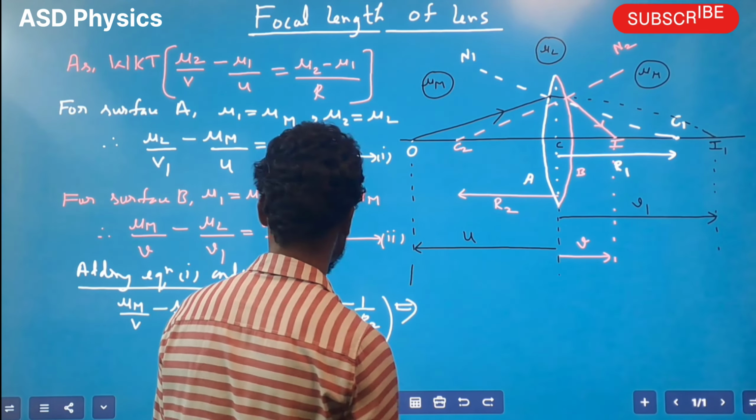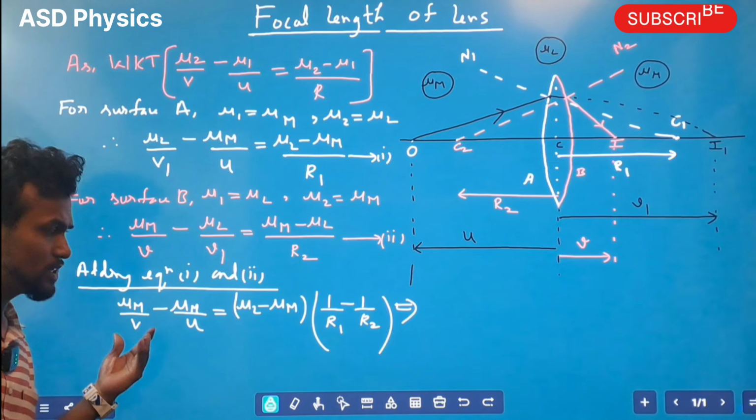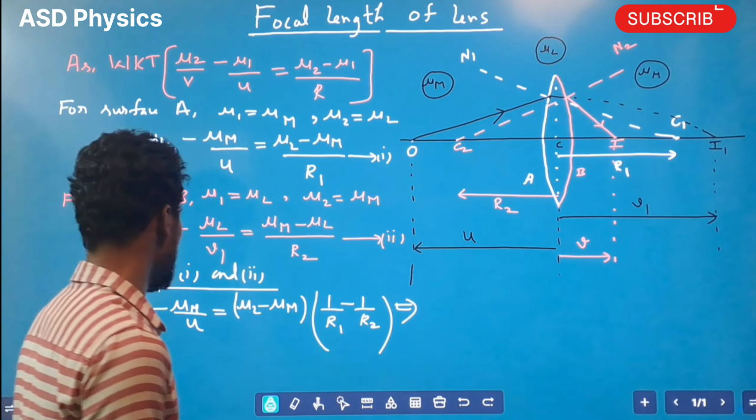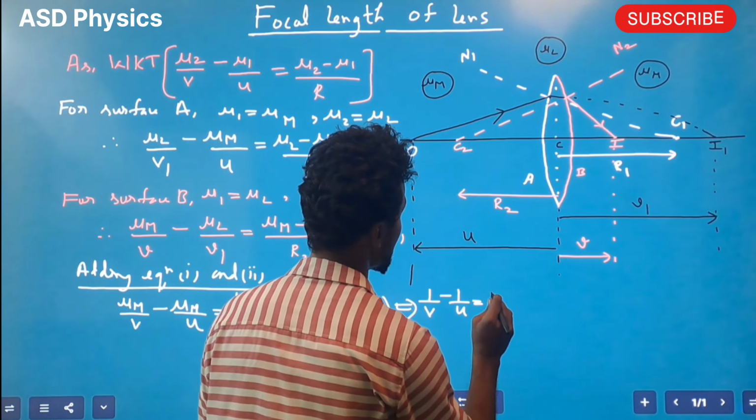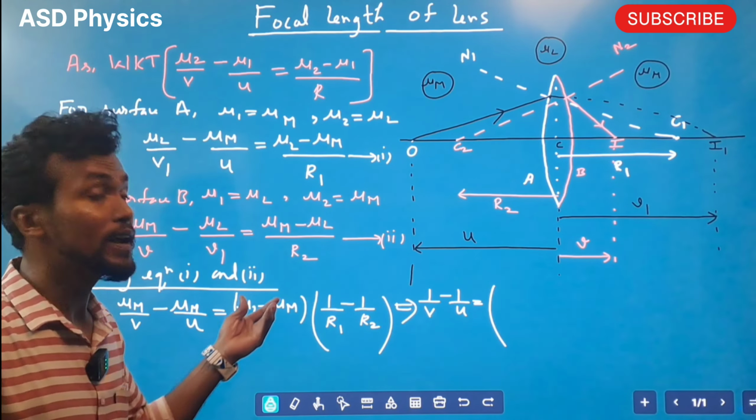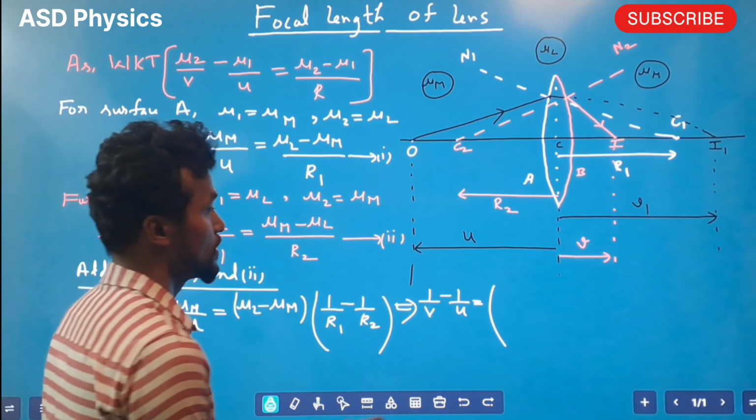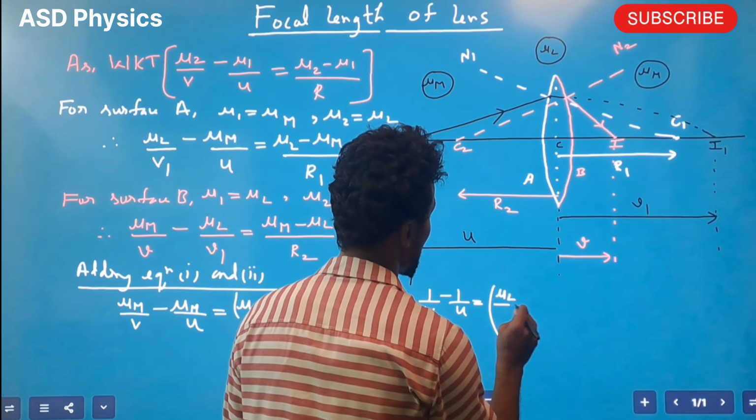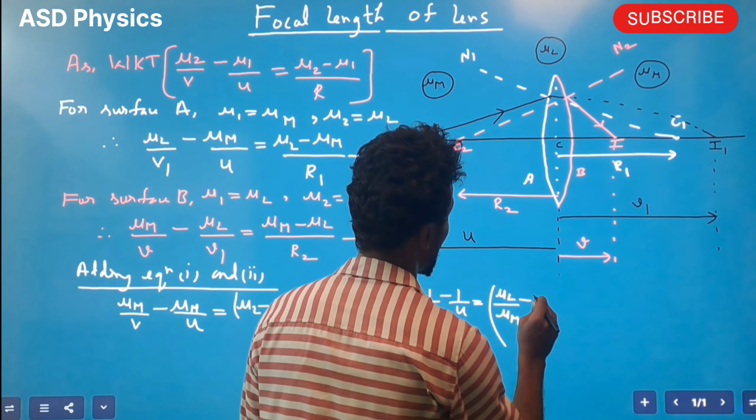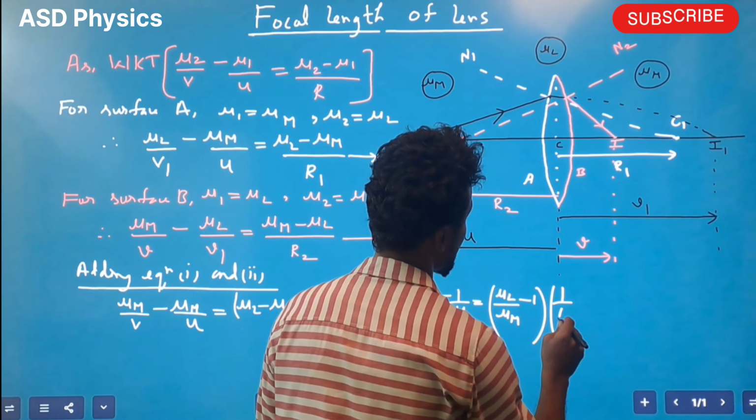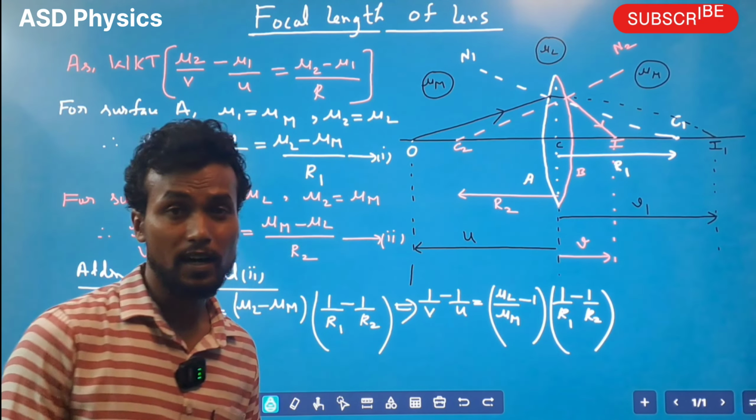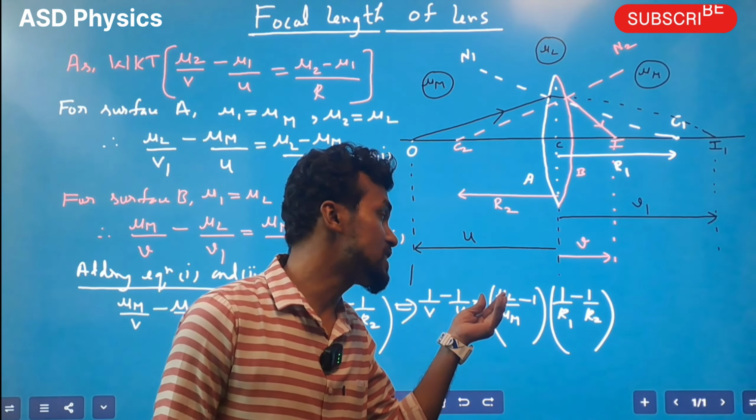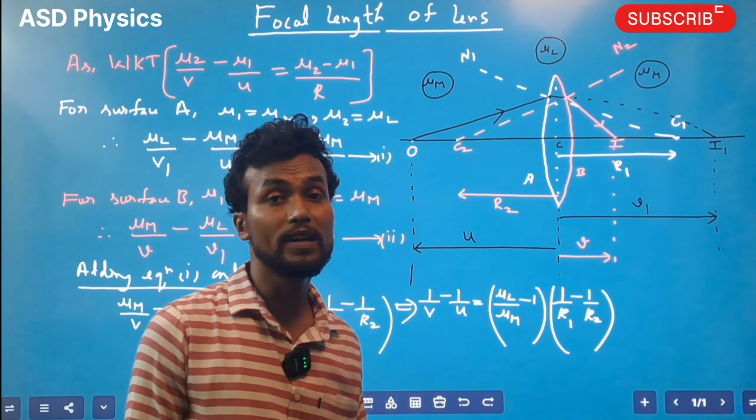You can see very well here mu m is common. That mu m will go to which side? Right side. So I can write here 1 by v minus 1 by u is equal to mu l minus mu m by mu m. If you simplify this, it will become mu l by mu m minus 1, and here 1 by r1 minus 1 by r2. What is this? This is the refractive index of lens with respect to medium.